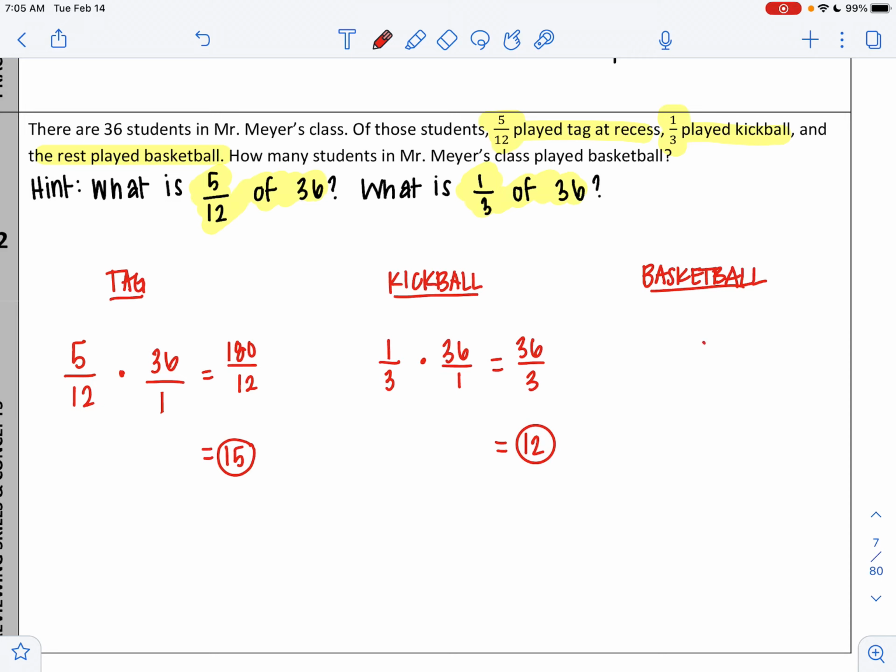Now I need to find out how many students played basketball. I know that there are 36 students in total. And so 15 plus 12 plus something has to equal 36. I will leave this final step to you. This is a good time to pause the video to make sure you're good on this page before I move on to the next.